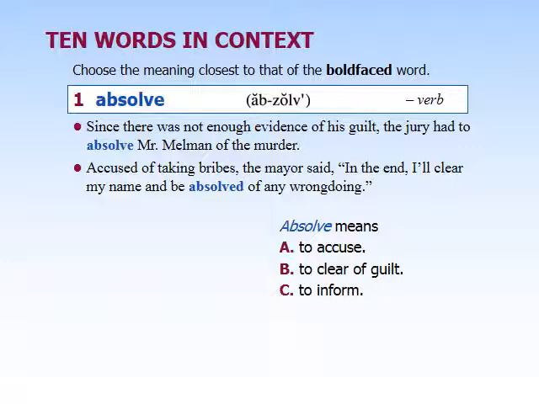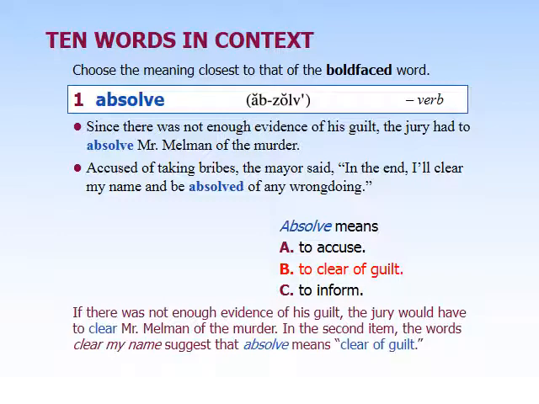Absolve. Since there was not enough evidence of his guilt, the jury had to absolve Mr. Melman of the murder. Accused of taking bribes, the mayor said, "In the end, I'll clear my name and be absolved of any wrongdoing." So what absolve means is to clear from guilt. If you look on page 9, absolve is number 4, to find innocent or blameless.